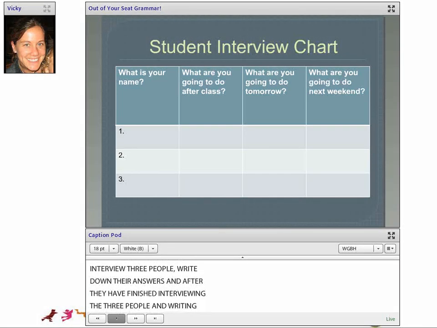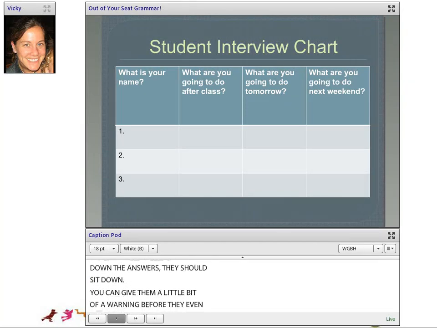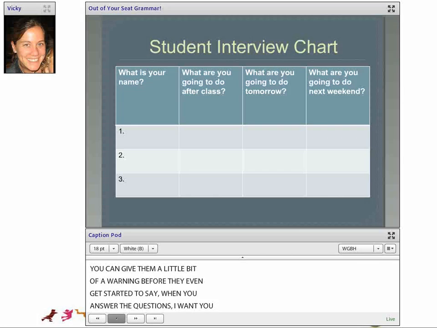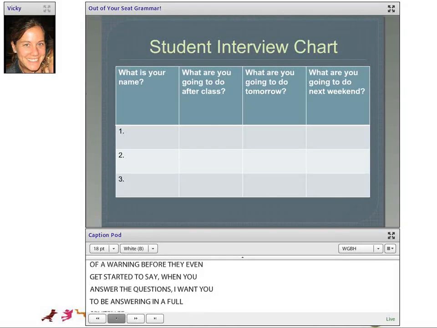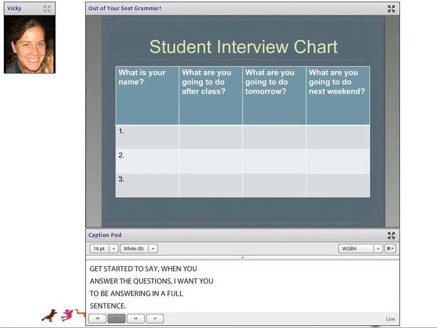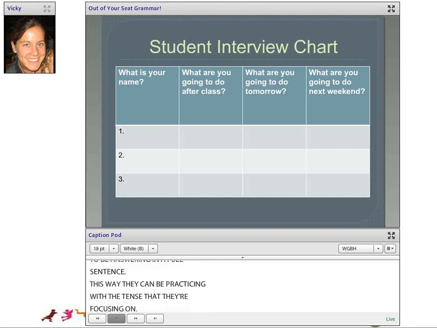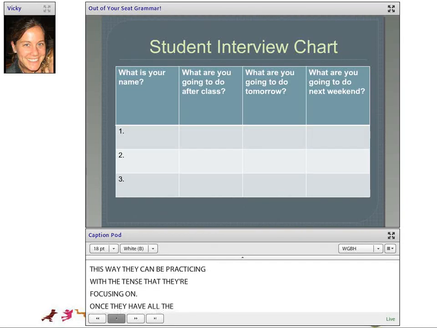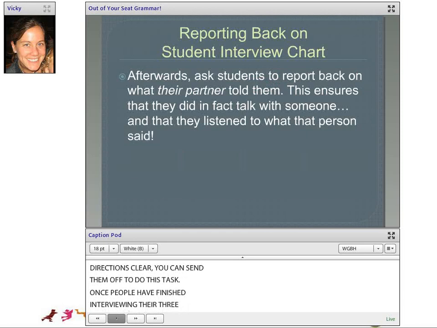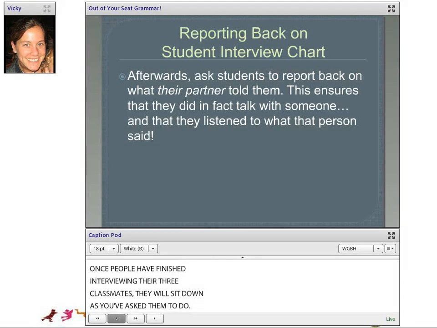Now you can give them a little bit of a warning before they even get started to say, when you answer the questions, I want you to be answering in a full sentence. In this way, they can be practicing with the tense that they're focusing on. Once they have all the directions clear, you can send them off to do this task. And once people have finished interviewing their 3 classmates, they will of course sit down as you've asked them to do. The next step is how to report back on the student interview chart.